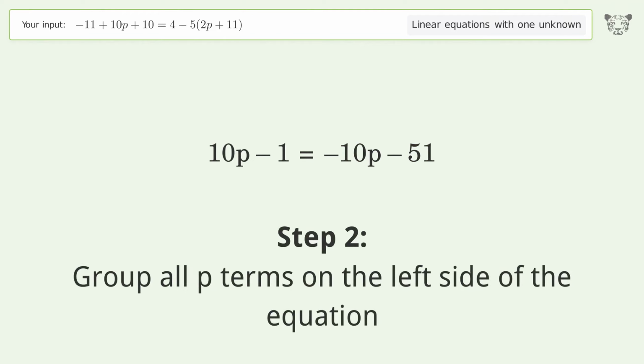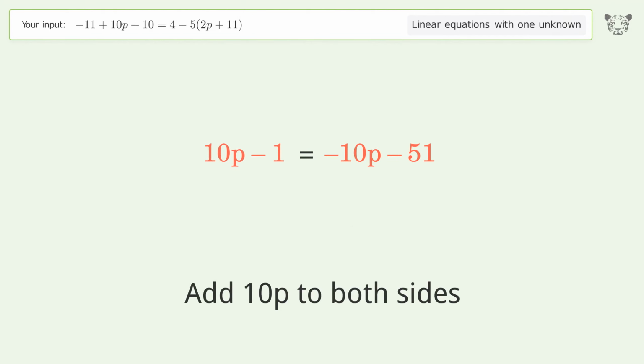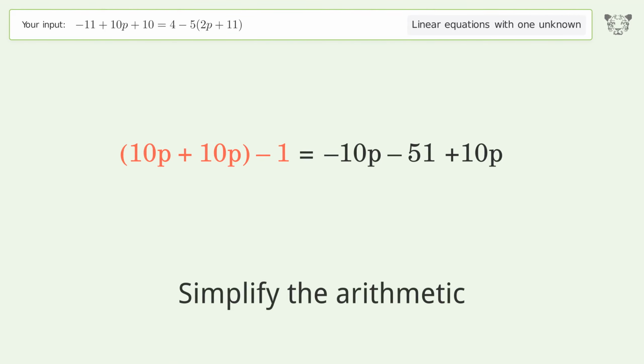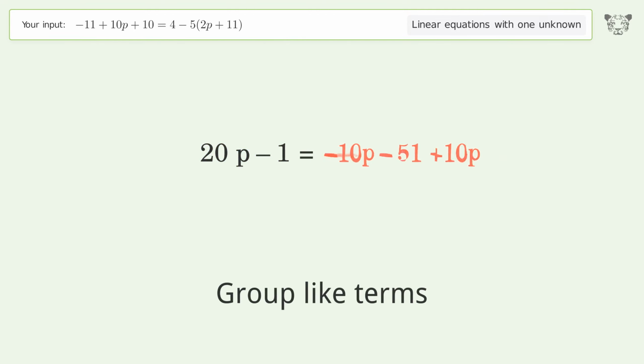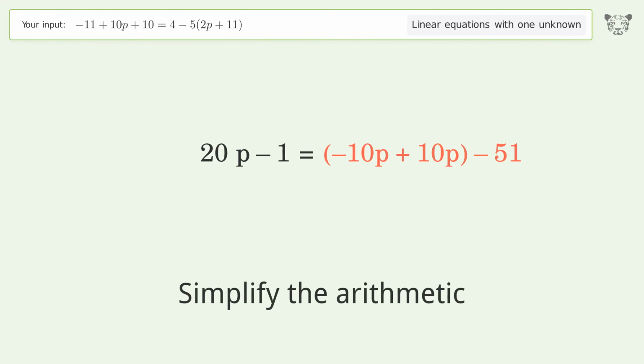Group all p terms on the left side of the equation. Add 10p to both sides. Group like terms. Simplify the arithmetic. Group like terms. Simplify the arithmetic.